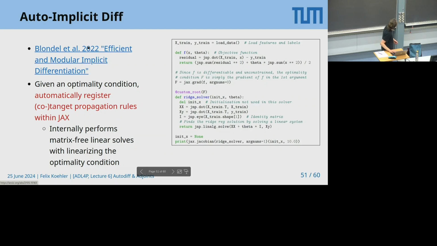It's by Blondel from 2022, Efficient and Modular Implicit Differentiation. And essentially the core idea is that you define a so-called optimality condition, and then based on this optimality condition, their library registers ways to propagate tangent or cotangent, depending on which direction you go, in JAX. And it does so by internally doing adjoint linear solves with matrix-free operations. It's of course a lot of terminology here, but the point essentially is that they used it in terms of hyperparameter optimization to differentiate over ridge regression and so on and so forth.